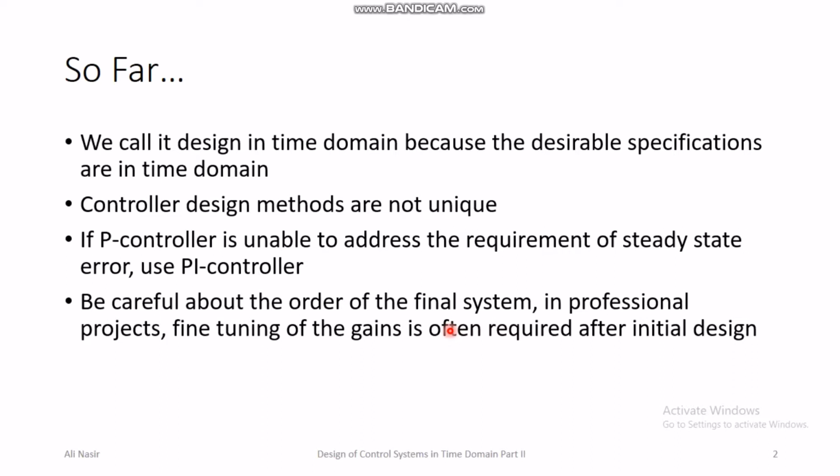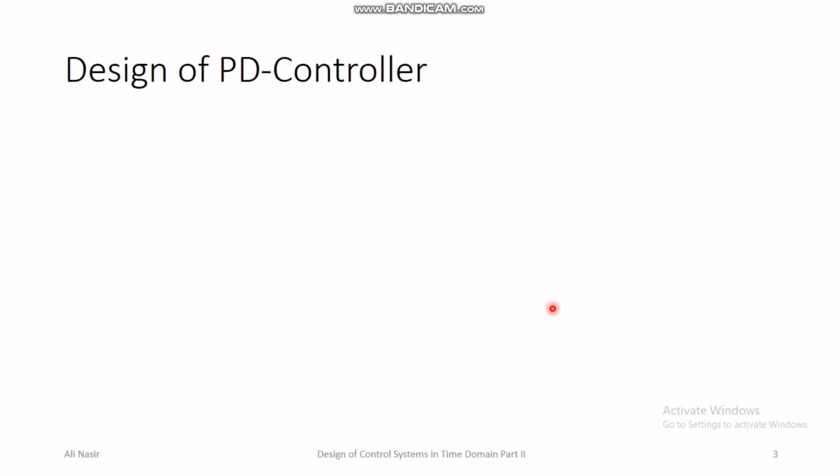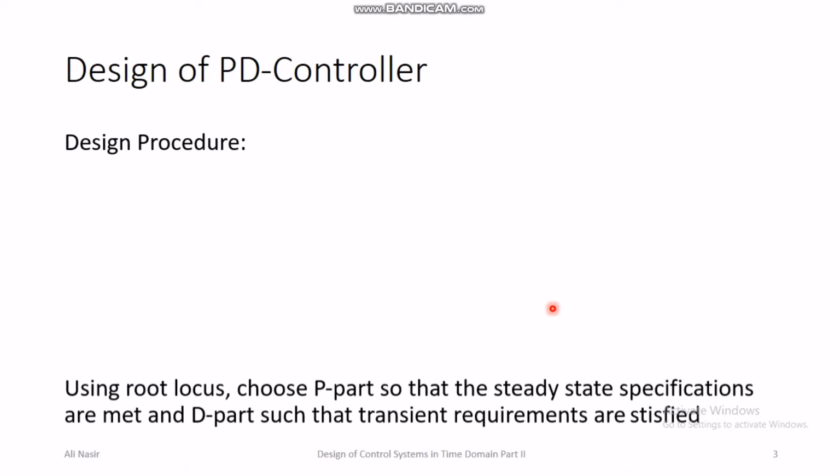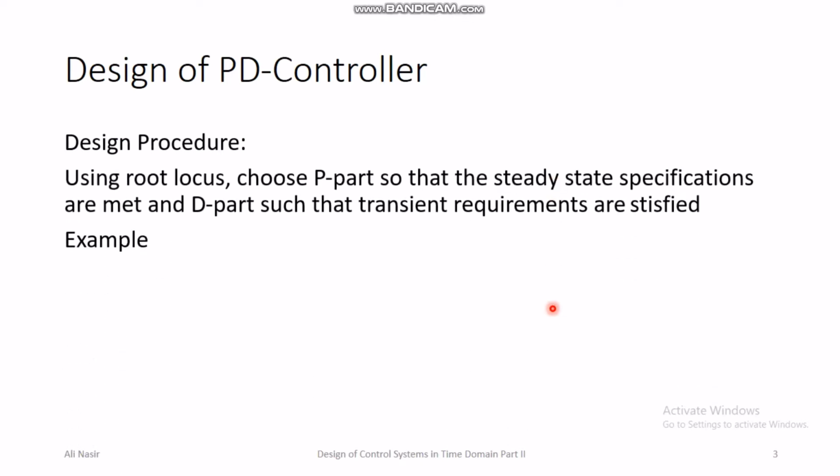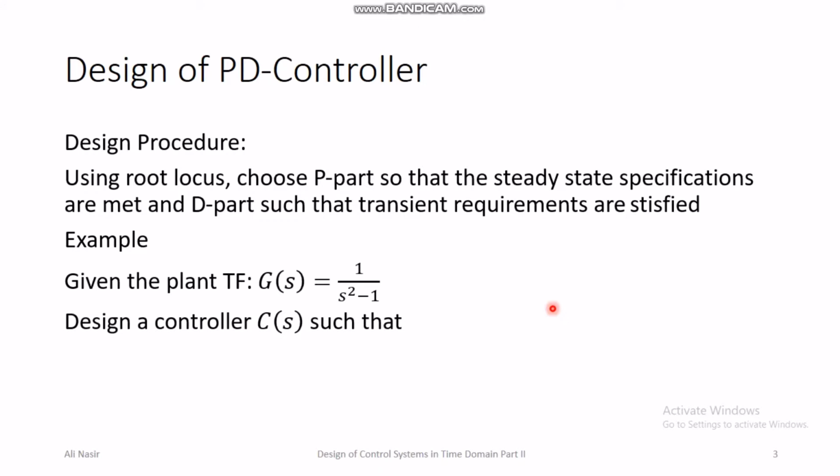In this lecture we have looked at one solution to make the final closed loop system similar to the standard second order system. We looked at the design procedure for the PD controller, where we designed the P part to meet the steady state requirements, and then we designed the D part to meet the transient requirements.